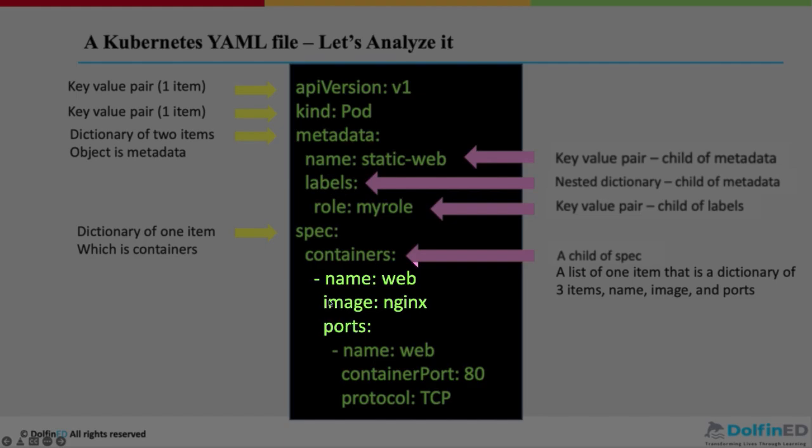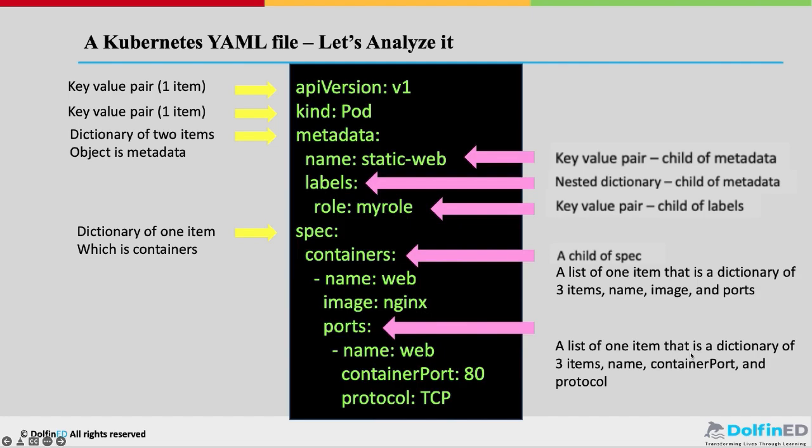And then we have a third child under the same list item. So this is a dictionary within a list item basically. And this is ports, but ports itself is a key that has a value that is again a list or a dictionary under a list item. Okay. So ports is a list of one item that is a dictionary of 3 items, which are the name, containerPort, and protocol. Who decides on the P to be uppercase? That is something Kubernetes defines, that this has to be written this way.